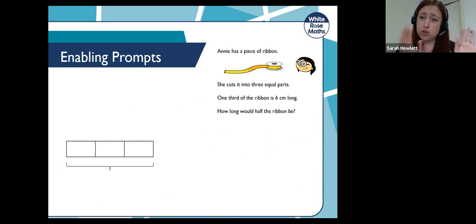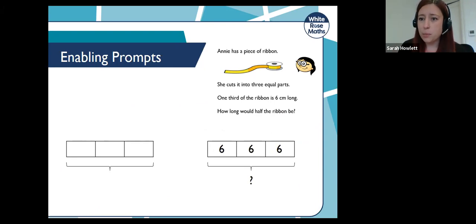That might be enough, just drawing that with them and having that there might be enough to get them started. Or you might need to help them fill in some of the blanks. So what could we label? What does the 6 represent here? What's the question mark? Why do I need to find out what the question mark is? Why is that important? What information does that tell me?